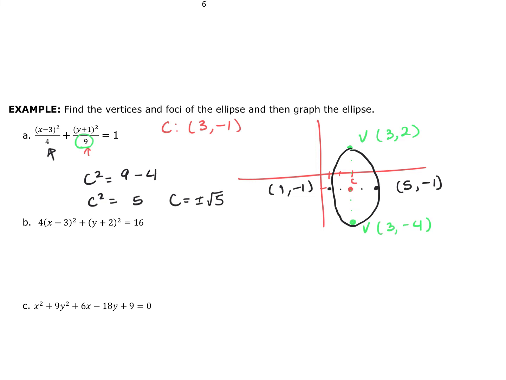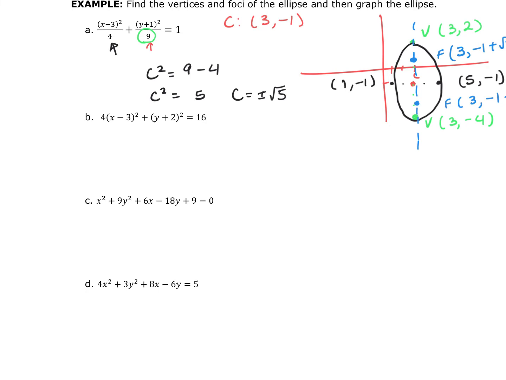Now my foci are going to be on this dashed line I just drew. So you can see that my x value does not change. So the location of my foci, which is right here, is going to be 3 comma negative 1 plus the square root of 5, because remember it gets added to the k. And then my other foci is going to be 3 comma negative 1 minus the square root of 5. And so there is my ellipse and all of the information that I need.